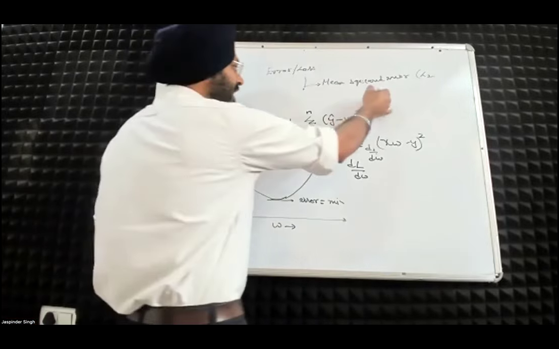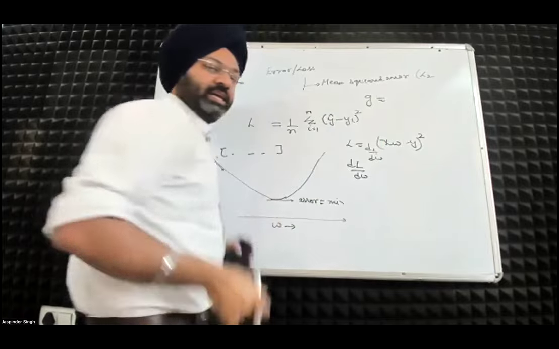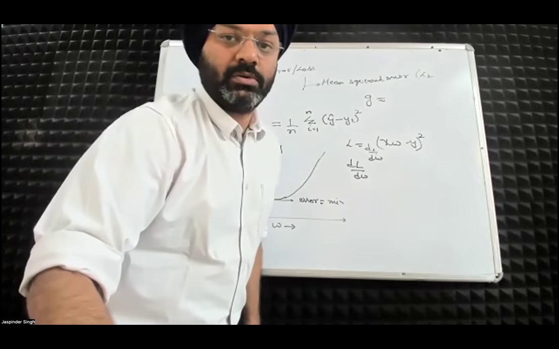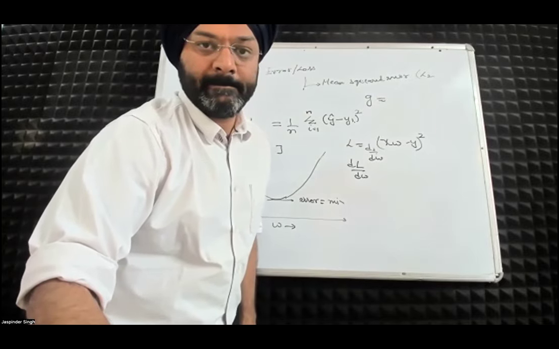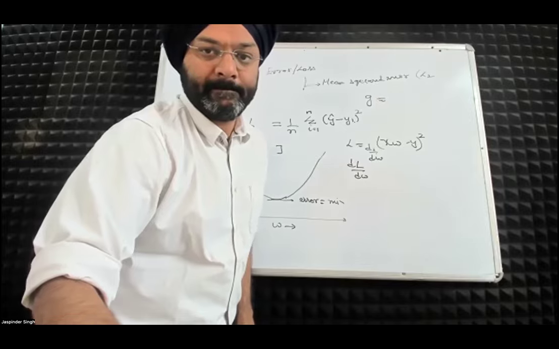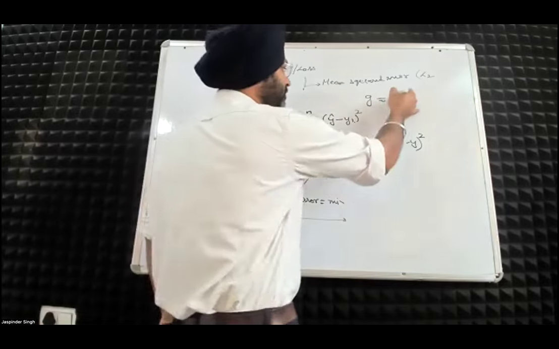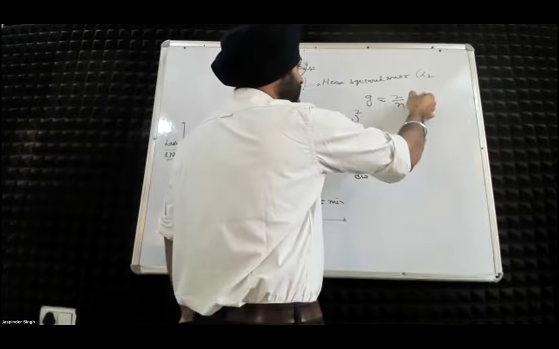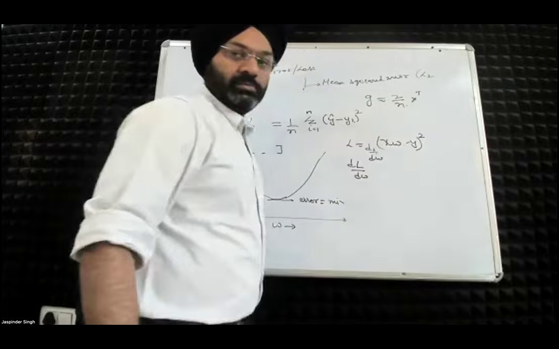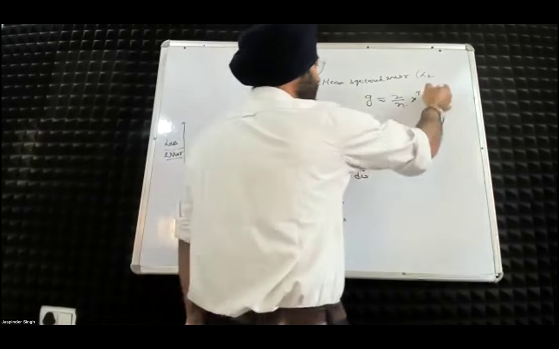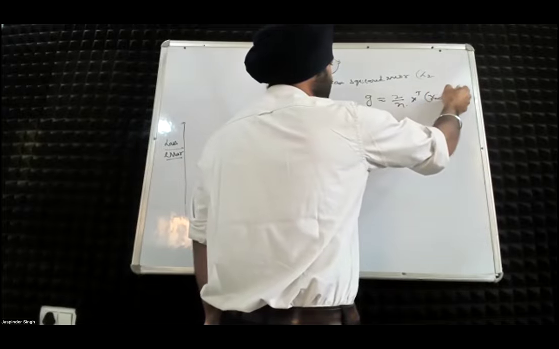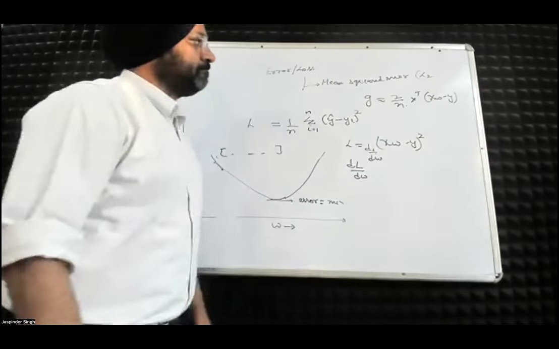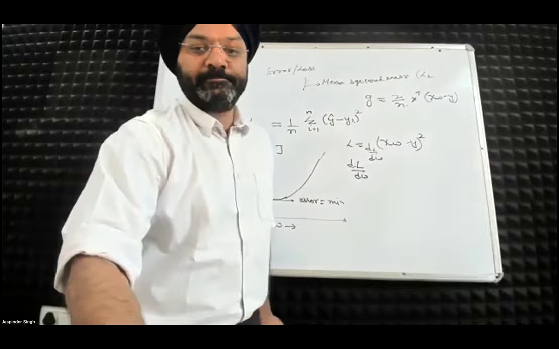Just to tell you, the gradient, if I'm defining it as G, will be equal to 2/n times X transpose (XW minus y). This will be the gradient.